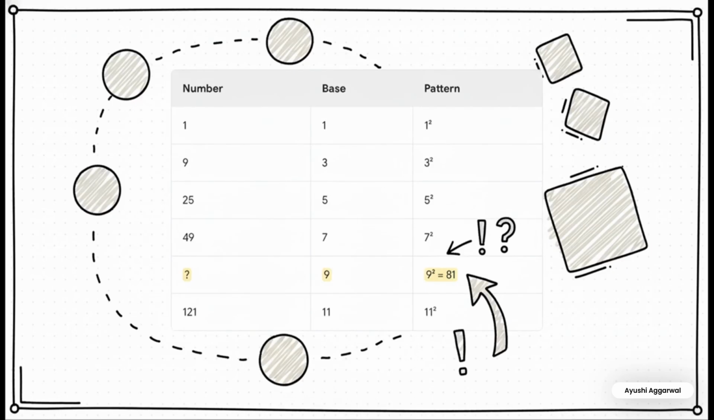Just look at this. 1 is 1 squared, 9 is 3 squared, 25 is 5 squared. What's the pattern here? We're not just squaring any numbers, we're squaring consecutive odd numbers. So after 7, the next odd number is 9. And what's 9 squared? It's 81. Just to be sure, the next odd number is 11, and 11 squared is 121, which matches our series. So yeah, 81 is the perfect fit.